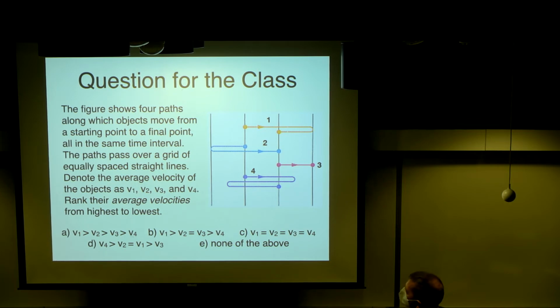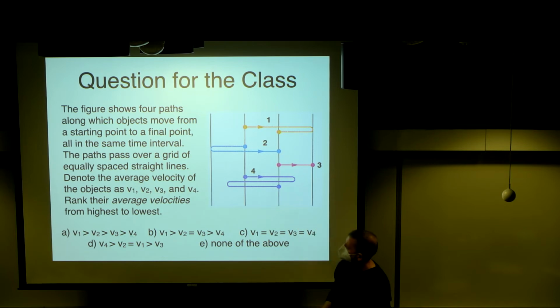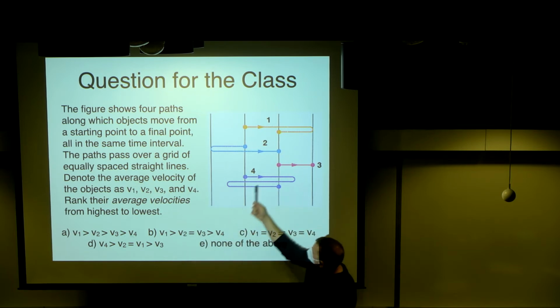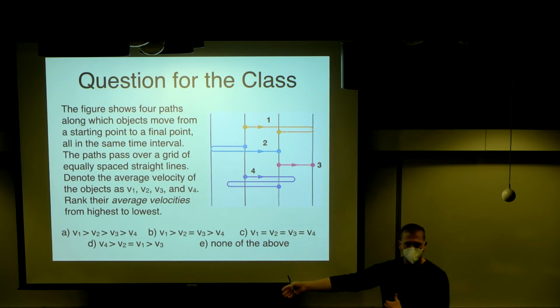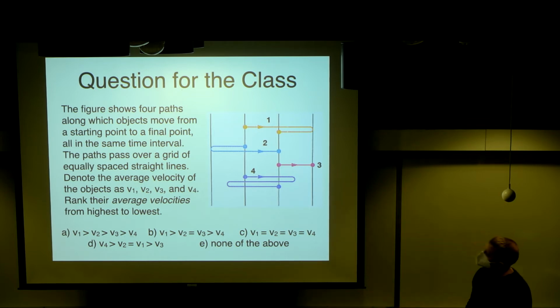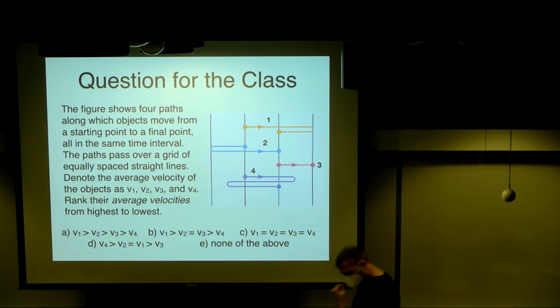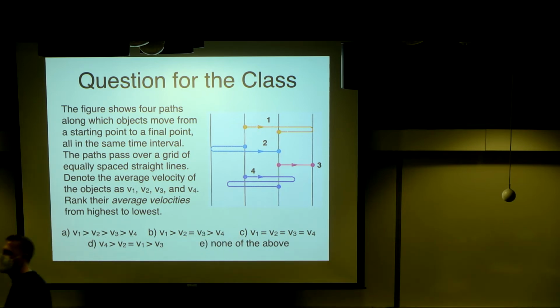So what I want you to do is rank all of these objects in terms of their average velocities. So let's say object number 1, its average velocity for this motion, we'll call it V1. Object number 2, we'll call it V2, and so on. Just try to rank them. Which one is the biggest? Which one is the smallest? And then which one of these answers gives you the correct ranking from biggest to smallest? Okay? So again, try to work it out. Talk to the people next to you if you need, and then we'll go through it together.